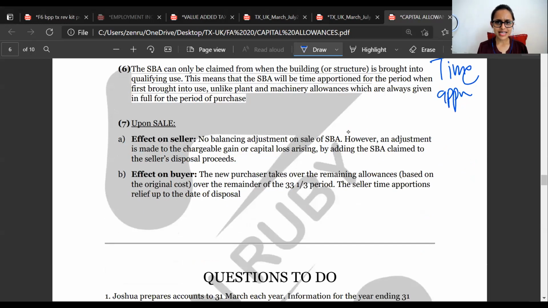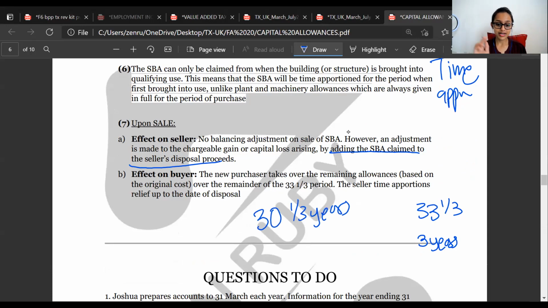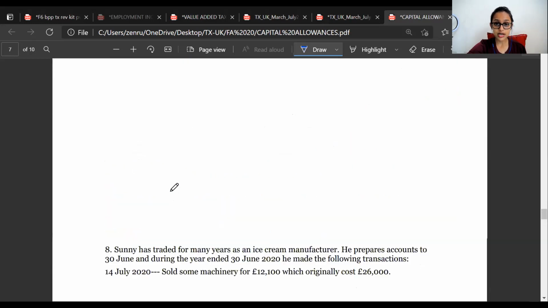What is the effect on the seller and the buyer? When a person who has a building is selling, we add the SBA claim to the seller's disposal proceeds. What is the effect on the buyer? It will continue. We know that SBA is available for a 33 1/3 year period. So let's say a person uses an asset for 3 years and then sells it. The buyer will have SBA on it for 30 1/3 years more. So that is the effect on the seller and the buyer. Be very careful with SBA. Go through the last few questions we did in our handouts, because it's a new topic.